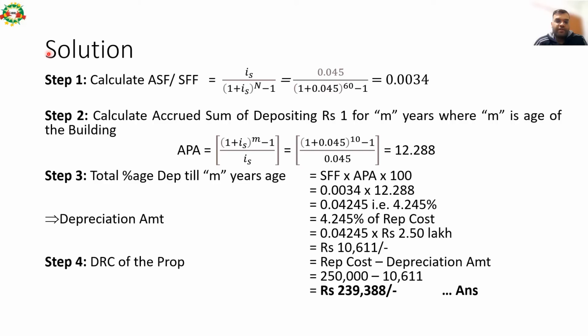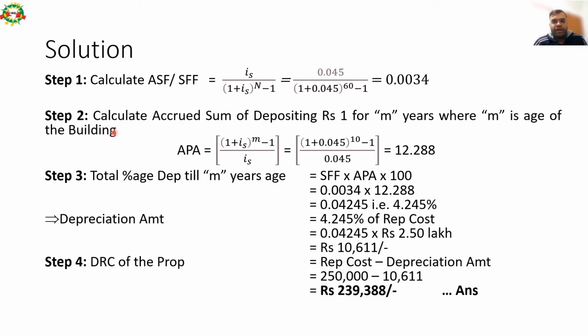So this is a sinking fund. We have to use a sinking fund because IS is given. First step, we have to calculate ASF or SFF using this formula, which we discussed in the last session, and also in the fourth session of evaluation of real estate we discussed the derivation of this formula. So the SFF will be calculated with interest rate given in the question, 4.5%. With this formula, this is the SFF.